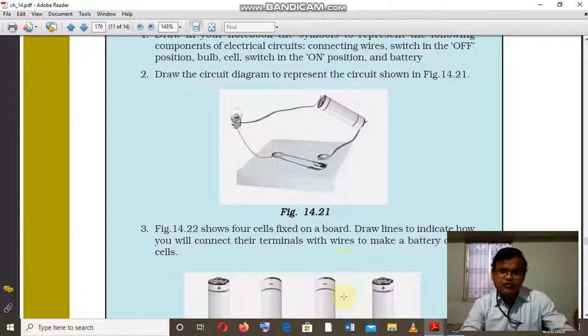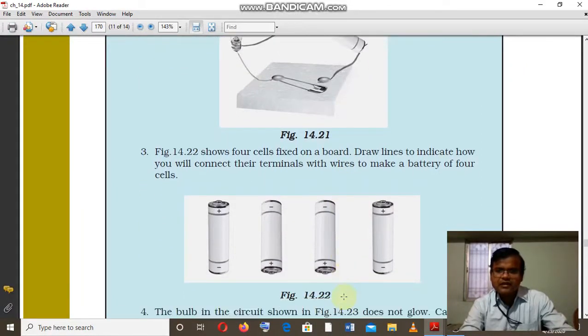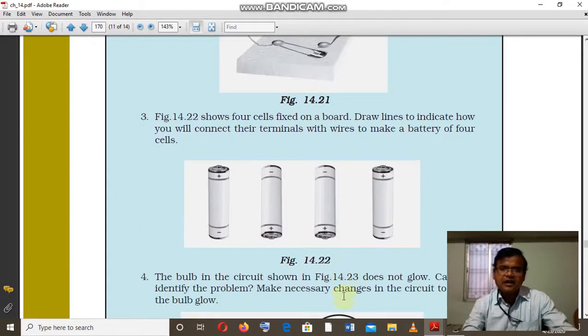Figure 14.22 shows the 4 cells fixed on a board. Draw the lines to indicate how you will connect their terminals with wires to make the battery of 4 cells. First, the negative of the first cell is connected to the positive of the second cell. Then the negative of the second cell is connected to the positive of the third cell. And then the negative of the third cell is connected to the positive of the fourth cell. Hence we get a battery of 4 cells.